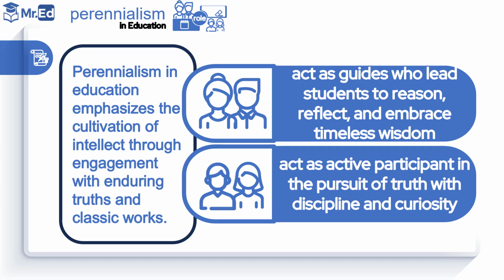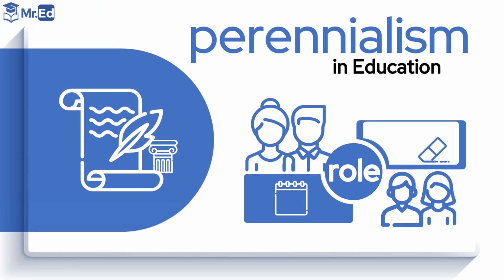Across planning, instruction, practice, discussion, and reflection, the roles of teachers and students work together to develop rational thought, moral insight, and a lifelong appreciation of universal knowledge. This clarifies the role of teachers and students in perennialism in education.